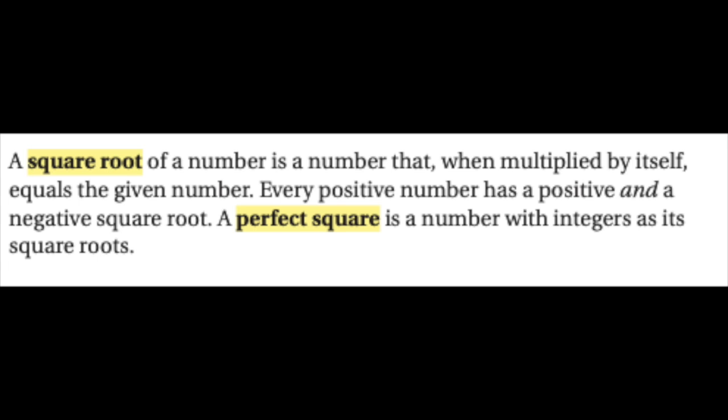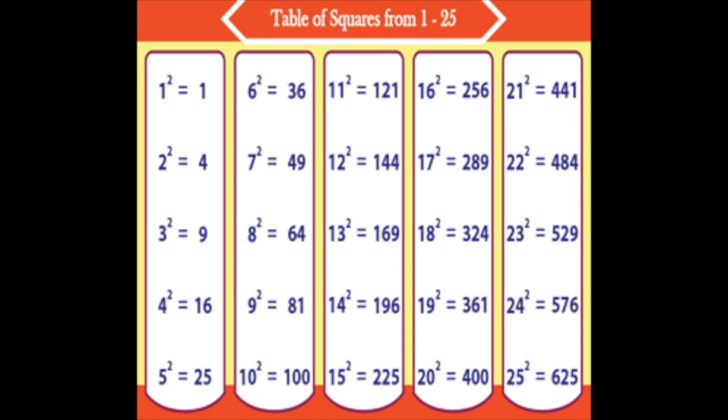We also look at this idea of a perfect square, and it is a number with integers as its square roots. So here you can see a list of perfect squares: 1, 4, 9, 16, 25, 36, 49, 64, 81, 100, 121, 144, 169, 196, 225, 256, 289, 324, 361, 400, and so on are all perfect squares.